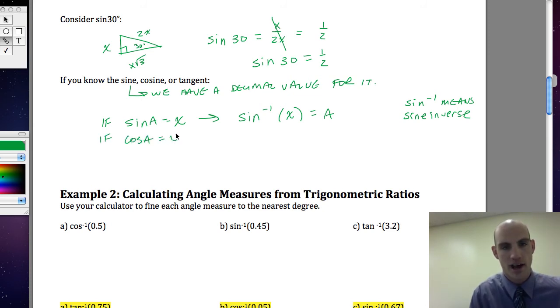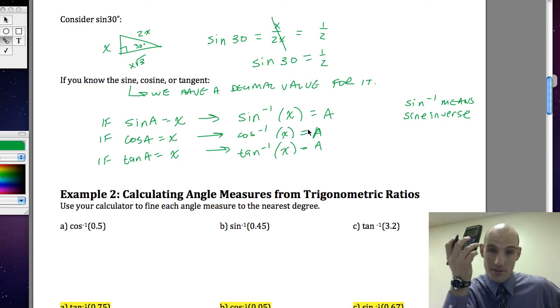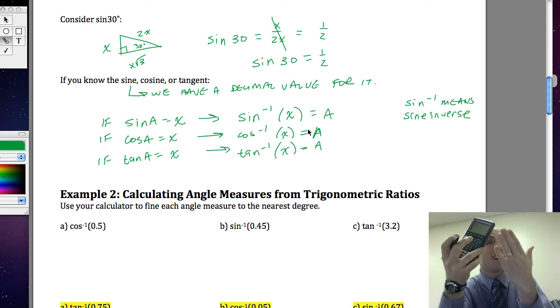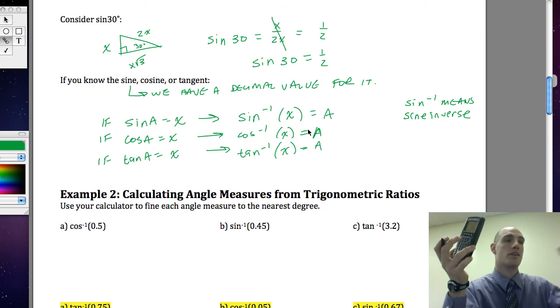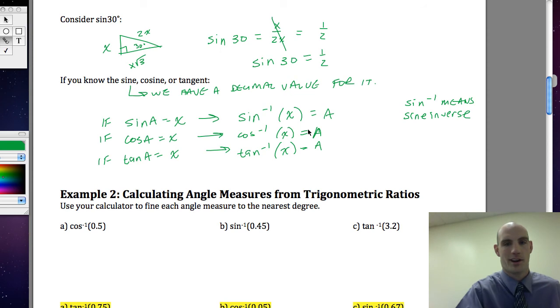In the same way, if cosine of A equals x, it follows that cosine inverse of x equals A. If tangent A equals x, it follows that tangent inverse of x equals A. Your calculator has a list of values. If you put in an angle and take the sine of it, it spits out a decimal. Well, if you put the decimal in, it can also work backwards. So that's what we're going to be doing here.